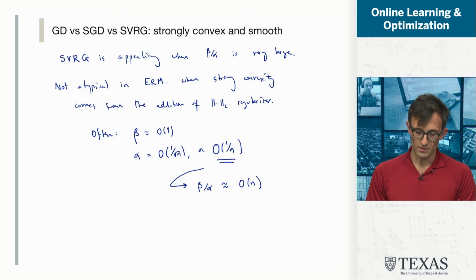This concludes our discussion on stochastic gradient methods. We'll pick this up next time.